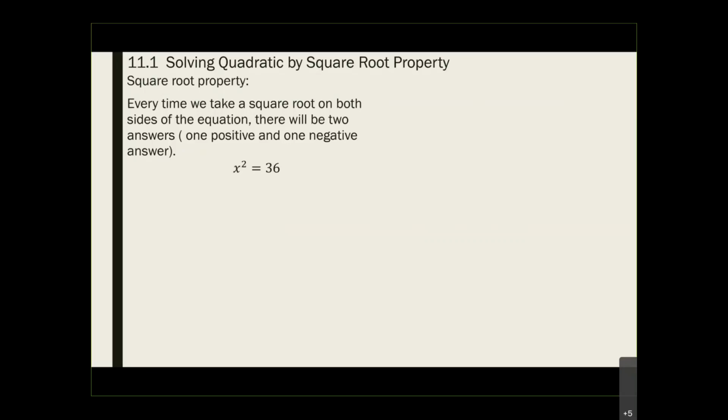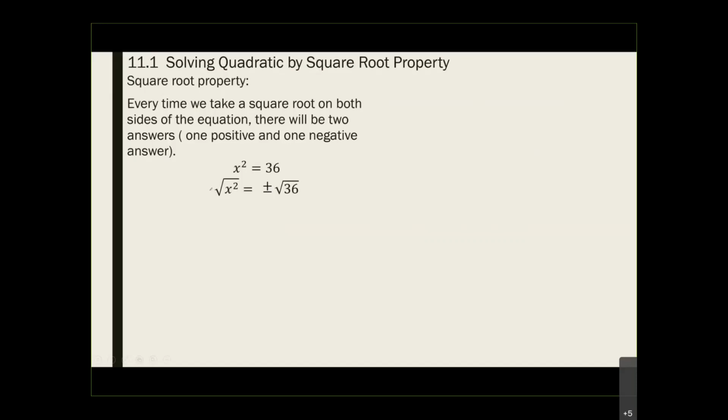Your two answers that you can pick are 6 and negative 6. Or if you use this property, if I take a square root on the left, I have to take a square root on the right, which is taking a square root on both sides. If I take a square root on both sides, you have two answers, one of them positive, one of them negative.